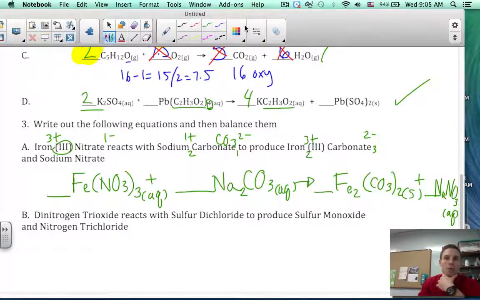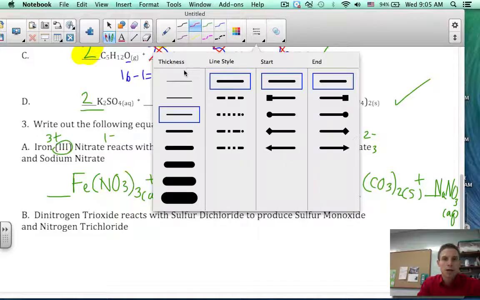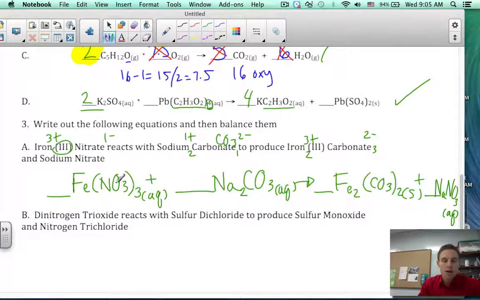And now I'm going to balance this reaction. So I'm going to change ink here. I have 3 nitrates and I have 1 nitrate. So I'm going to put a 3 here. But before I do that, I noticed something. I have 2. Oops, I made a mistake.